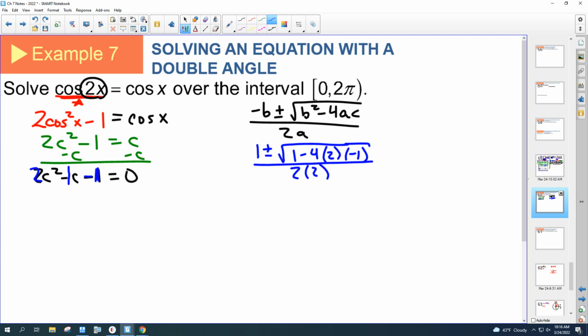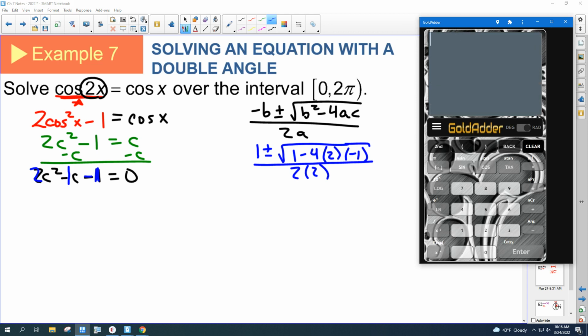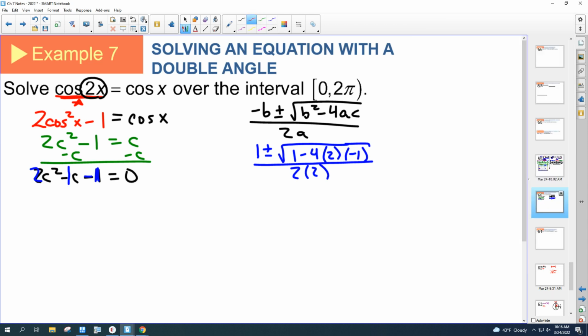So maybe you can do that thing inside the square root in your head: 1 minus 4 times 2 times -1. Do it in your head if you can. That's 9. Underneath that radical is a 9. So cleaning up this statement, I've got 1 plus or minus the square root of 9, which is 3, over 2 times 2, which is 4. 1 plus or minus 3 over 4.